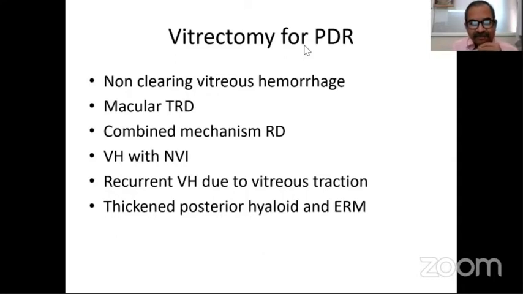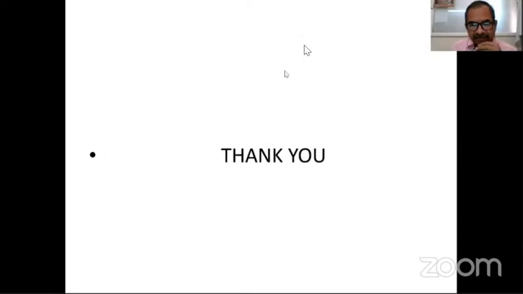Normally we wait for 2 to 3 months for the vitreous hemorrhage to clear. Non-clearing vitreous hemorrhage for more than 2 months, macular traction management, combined mechanism, vitreous hemorrhage with neovascularization, recurrent vitreous hemorrhage due to vitreous traction, and thickening of the posterior hyaloid are the indications for vitrectomy in proliferative diabetic retinopathy. Along with that, on the table we can decide during vitrectomy whether to put silicone or not, and endolaser is also part of the vitrectomy. So these are the basics of proliferative diabetic retinopathy, and only for proliferative diabetic retinopathy.